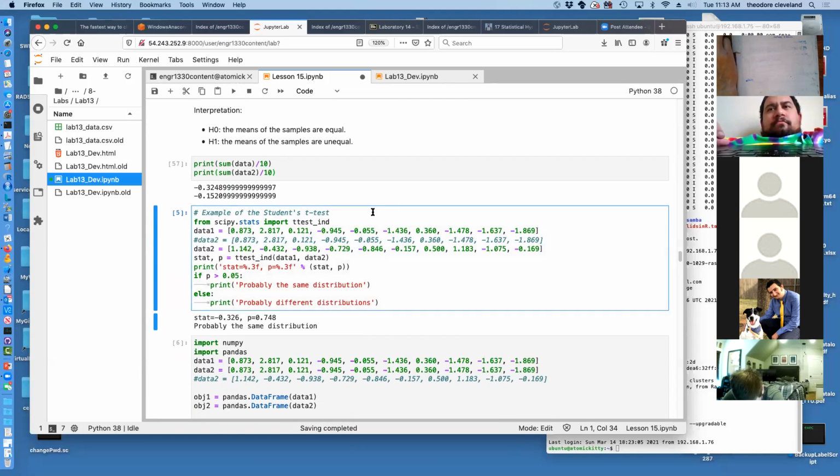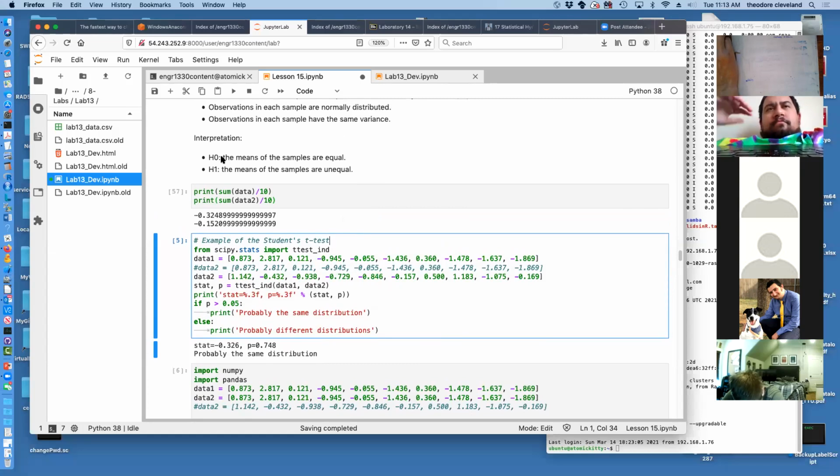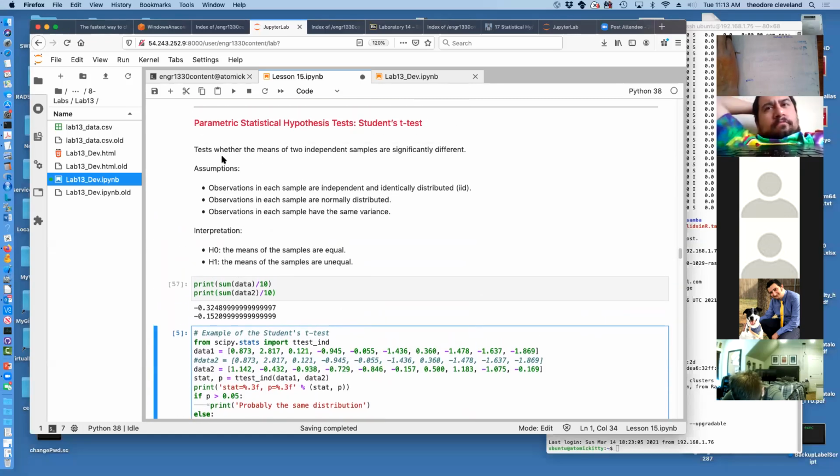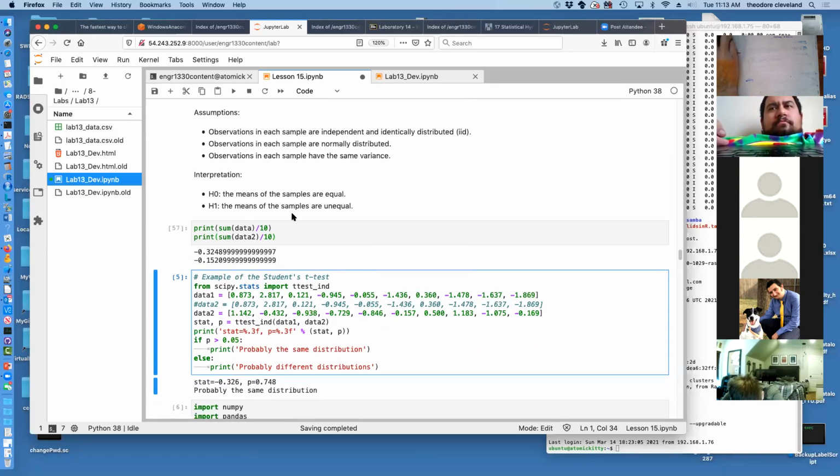Let's just use our Student's t-test. What the Student's t-test does is compare the means of two data series. It assumes that the observations in each sample or data series are normally distributed, and we've tested that conjecture already. And it assumes that the observations in each sample possess the same variance. It tests the null hypothesis that the means of the samples are equal. The alternative is that the means of the samples are not equal.